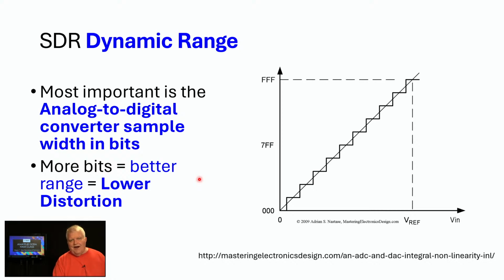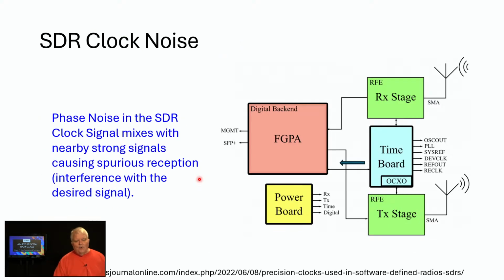Now, in SDRs, and I actually had to do some research because I hadn't realized this, clock noise is also an issue. Remember we talked about local oscillator noise for analog being a problem? If the clock in an SDR is not pristine, phase noise in the clock signal can mix with strong RF signals in a digital domain and give you spurious reception. So just be aware that SDR clock noise is something to be considered.